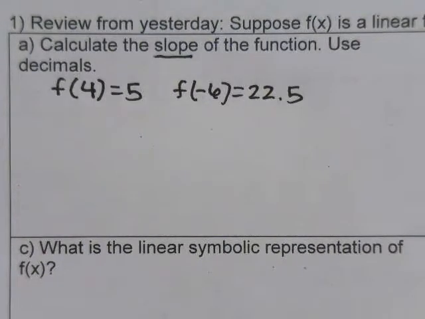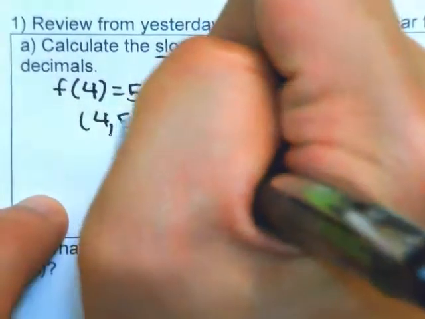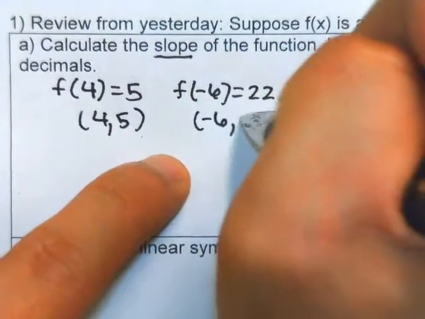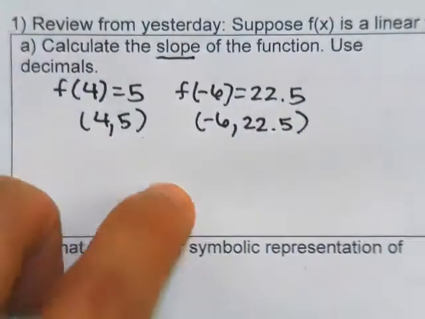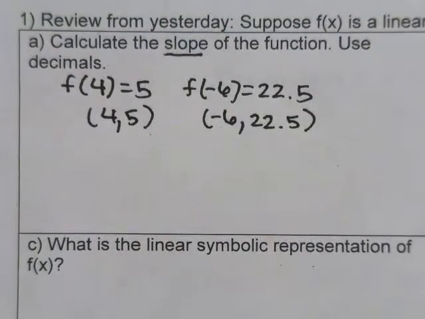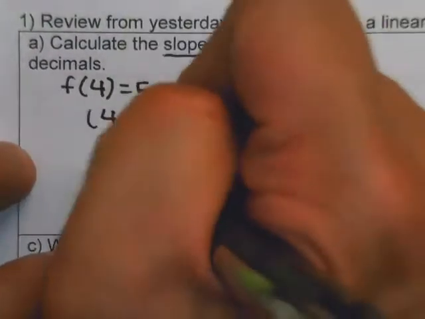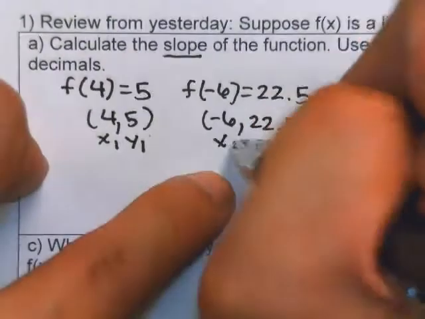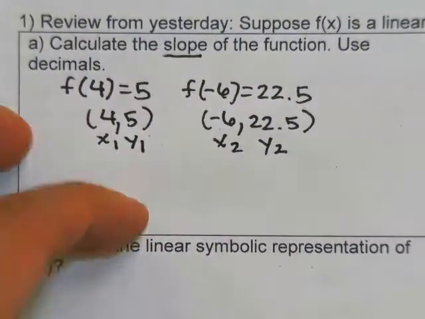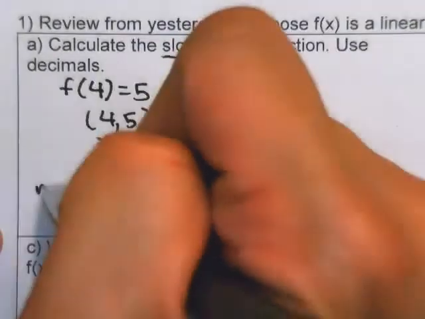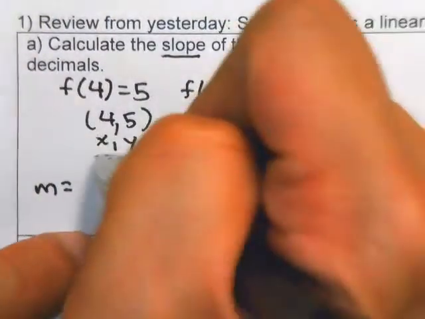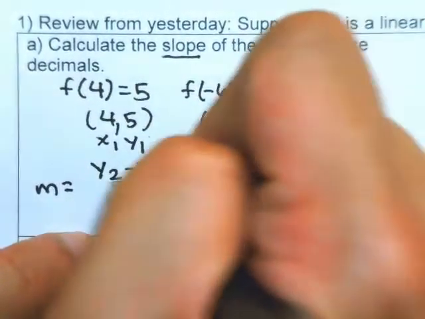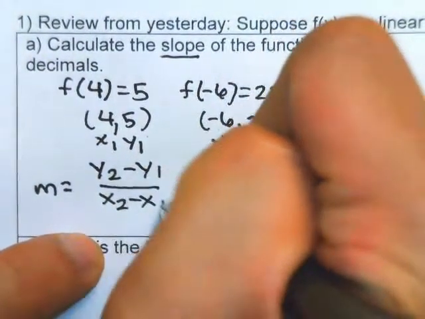And last class, like I said, if you want to rewrite it into coordinate form, please go ahead and do so. This is 4, 5, negative 6, 22.5. First x and the first y, x1, y1. Second x and second y, x2, y2. So the slope is y2 minus y1 over x2 minus x1.